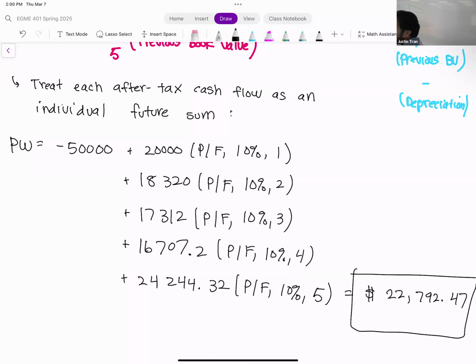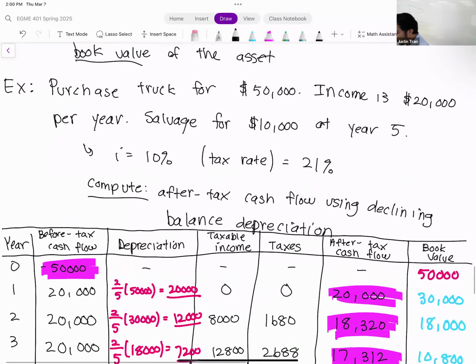Any questions on that? Okay. We're in the last 15 minutes, so I'm not going to go over the next 2 methods. We'll save that for Tuesday. But I want you to compare this after-tax present worth with the straight line value.